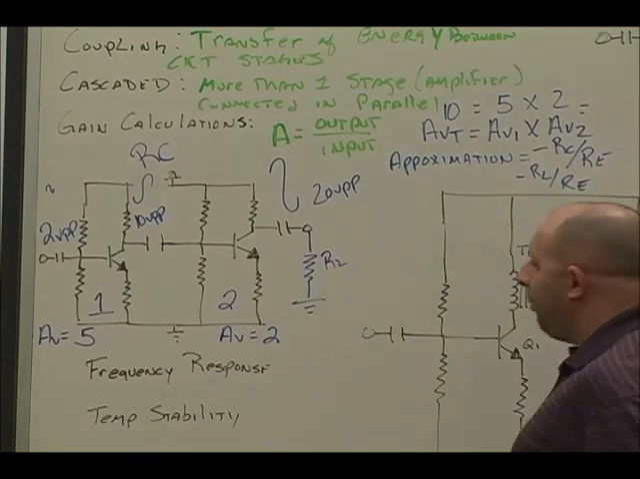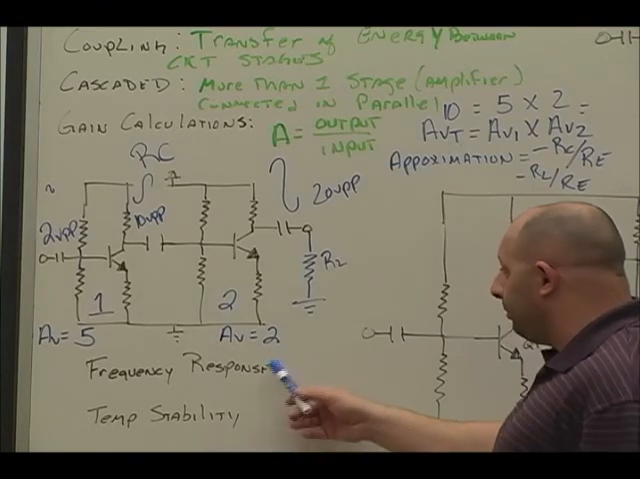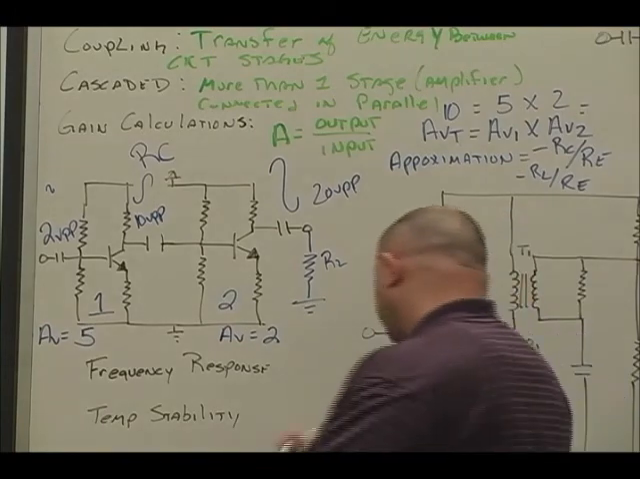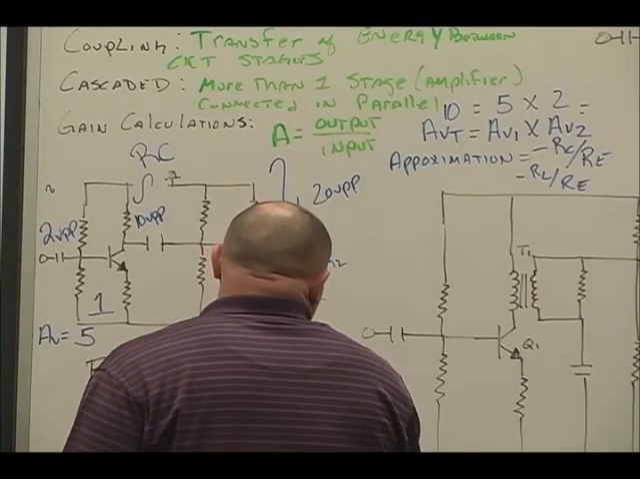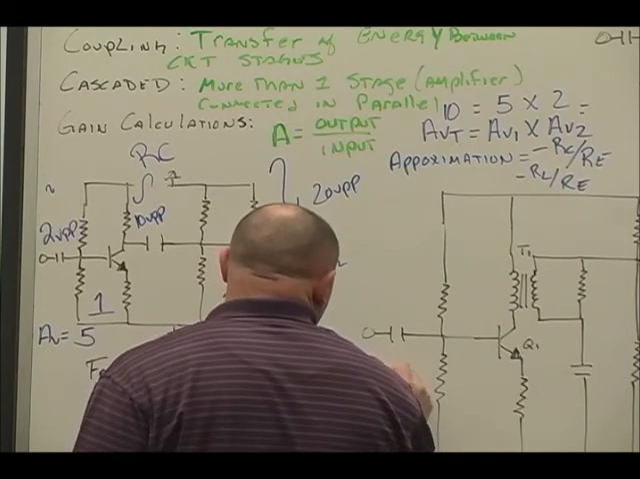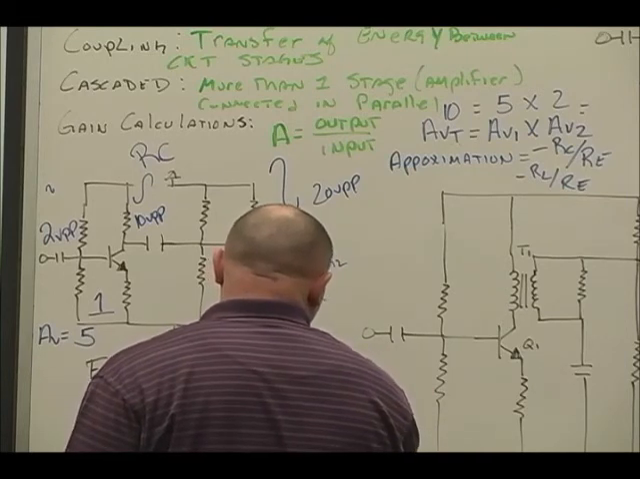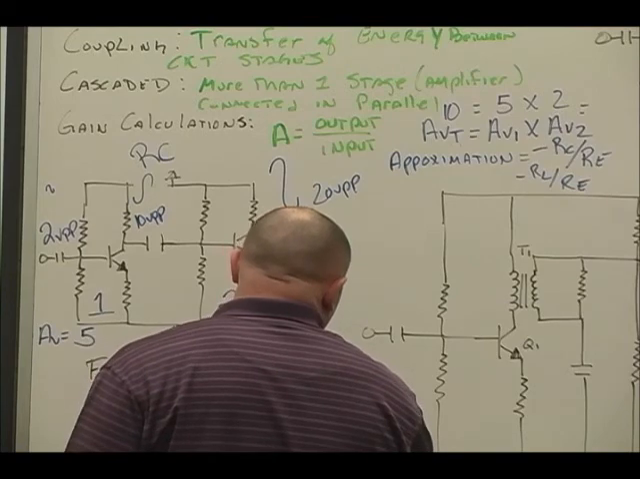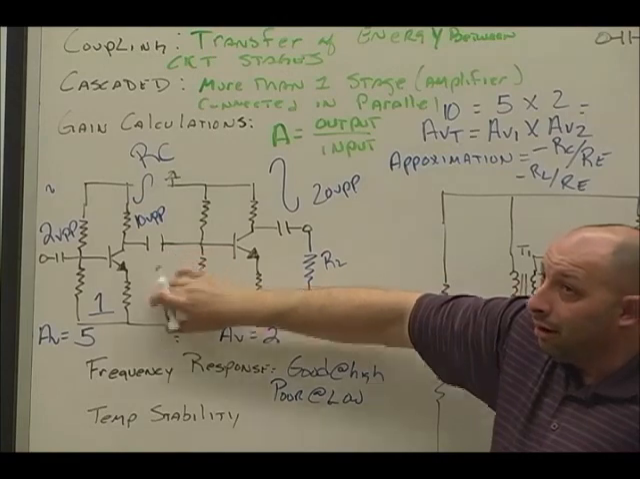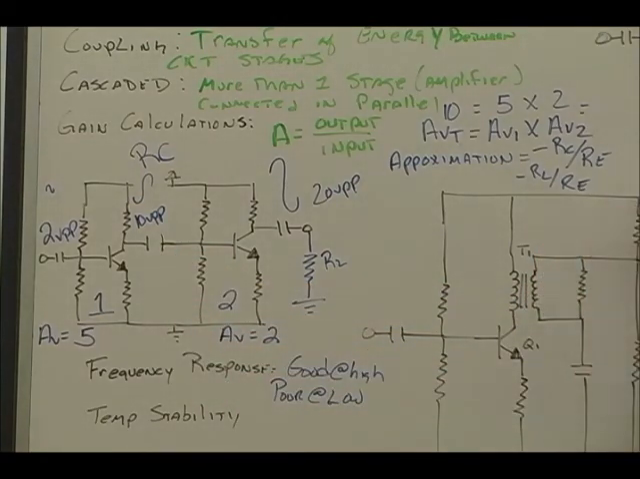So some things you got to know about it: frequency response, temperature stability. What do we say about frequency response with this one? Yeah, the frequency response is good at higher frequencies, and poor at low. And don't forget, each one of these, especially the RC, this type, the transformer coupling, has a specific range or bandwidth, doesn't it? Or operating bandwidth, yeah.